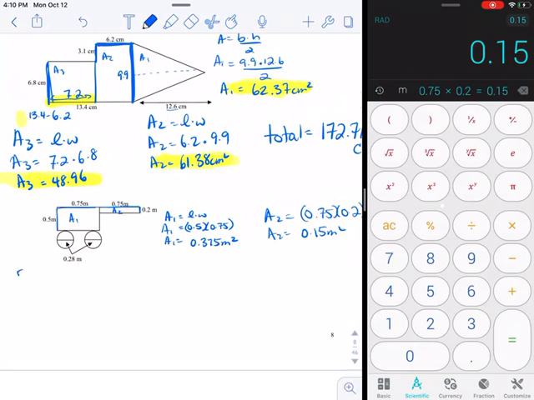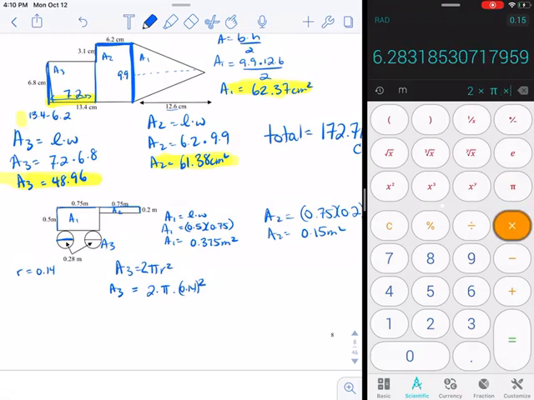And the two circles, we do need to figure out the radius. So it gives us the entire length across is 2.8, so the radius is going to be half of that, so 0.14. So let's call this area 3. So area 3 is pi r squared, but then we have two circles, so if we just multiply it by 2, we should get what we need. So 2 times pi times 0.14 squared. And there you get 0.123150.